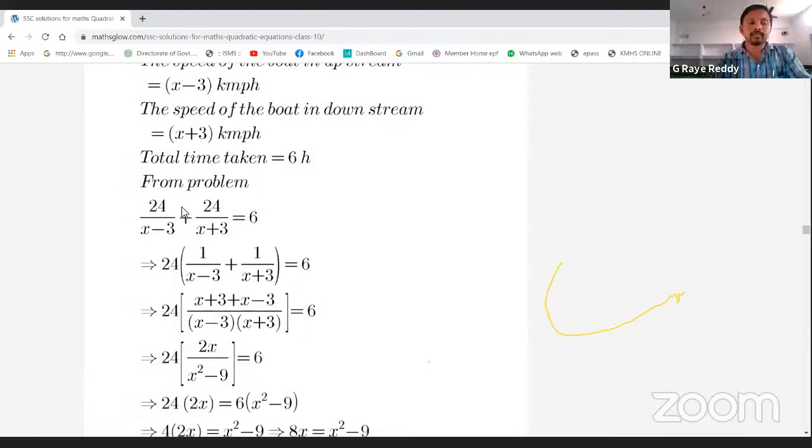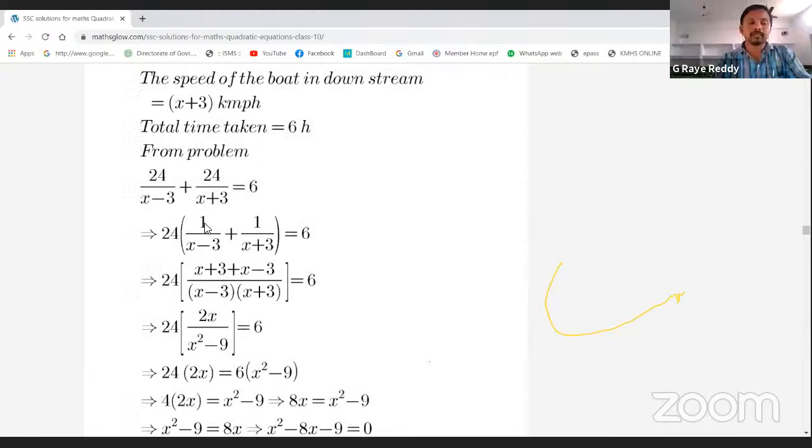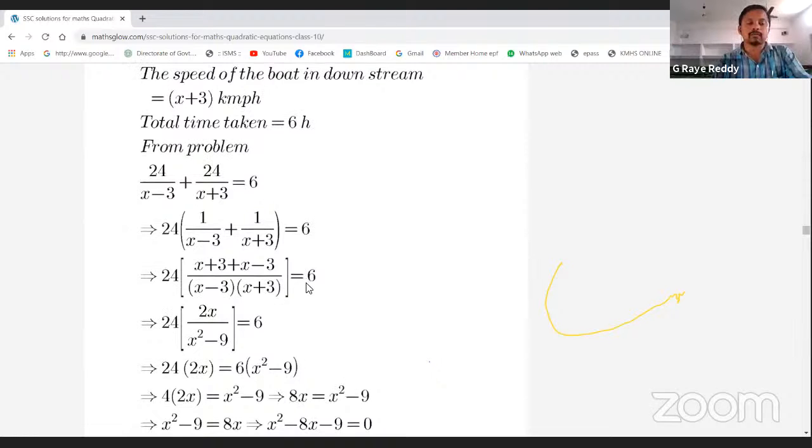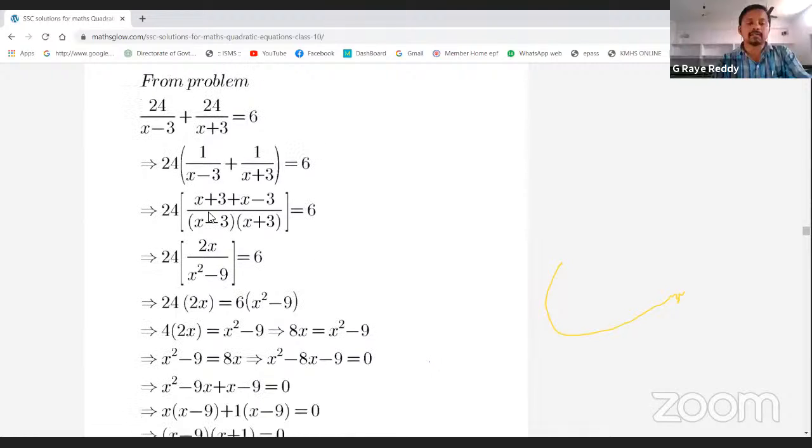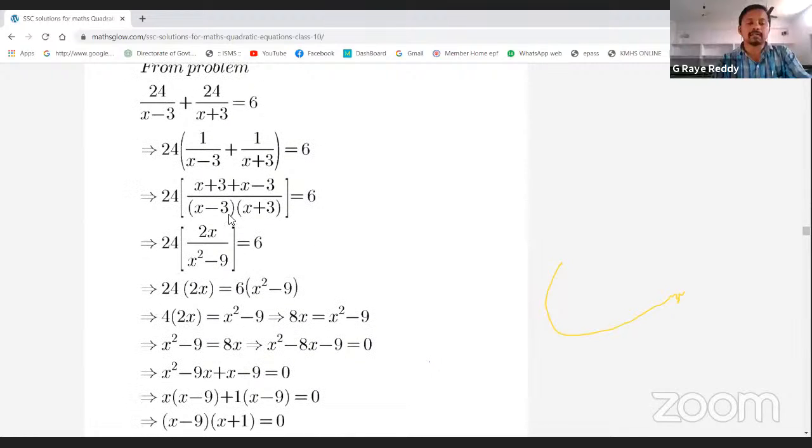Students, 24 is common in the numerator, take it common. So we get in the bracket 1 by x minus 3 plus 1 by x plus 3, equal to 6. Taking the LCM in the bracket: x plus 3 plus x minus 3 divided by x minus 3 into x plus 3, equal to 6. Then x plus 3 and minus 3 cancel, x plus x is 2x. 2x by x square minus 9, using a minus b into a plus b. x square minus 9, equal to 6.